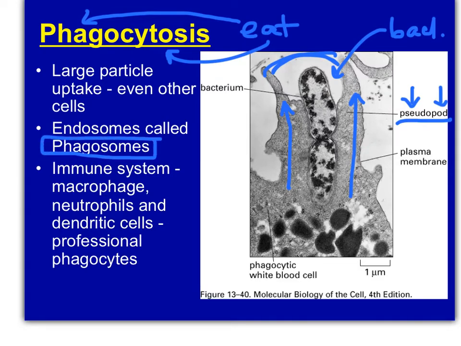Phagosomes follow the endocytic pathway, going from an early phagosome into a late, and at that point it's then called an endosome, late endosome, lysosome structure. And this is the way that your white blood cells, in particular macrophages, neutrophils, and dendritic cells, these are called professional phagocytes, take up extracellular bacteria as a means of protecting you from them.